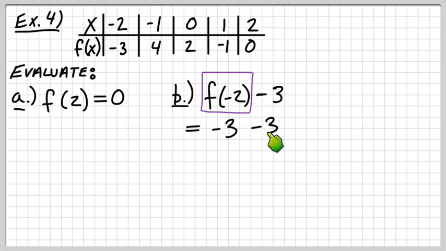-3 minus 3. So the math's actually really simple. You just have to know what to do and in what order. So f of -2, that's -3, then subtract 3, so we're at -6.